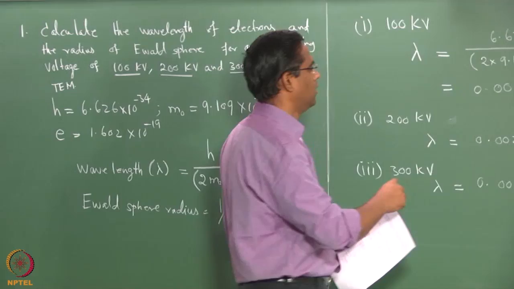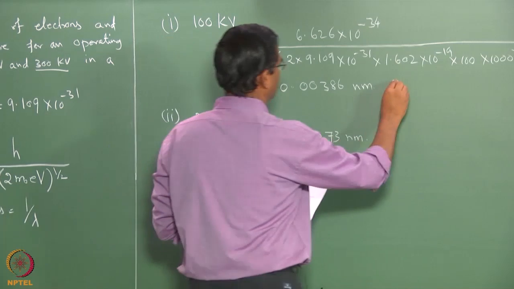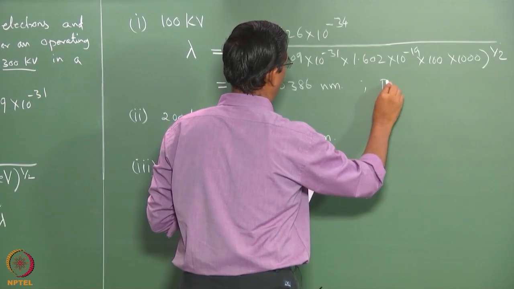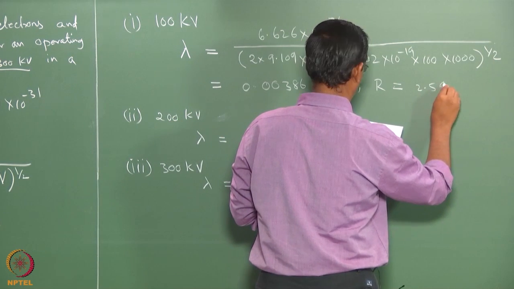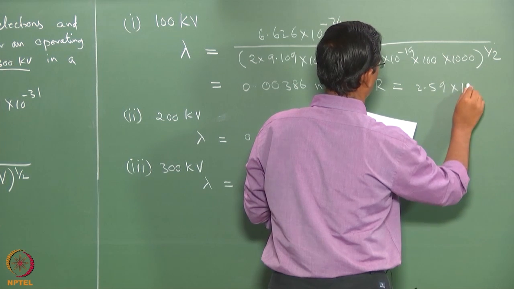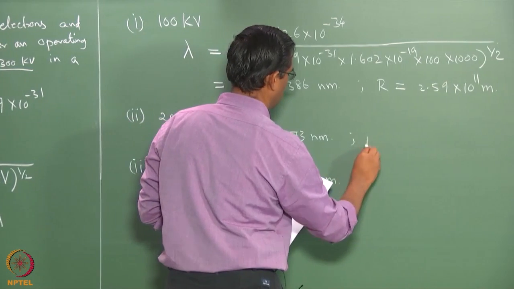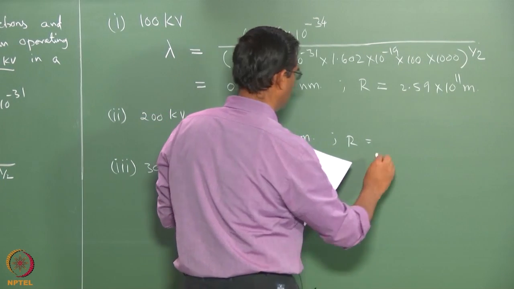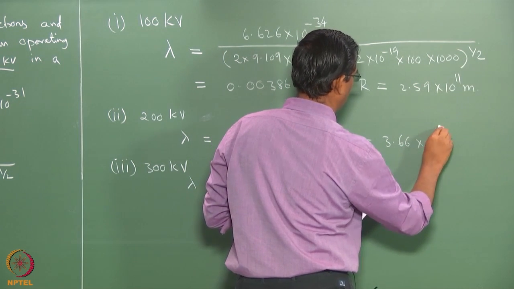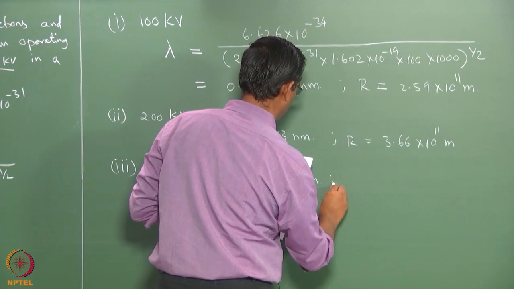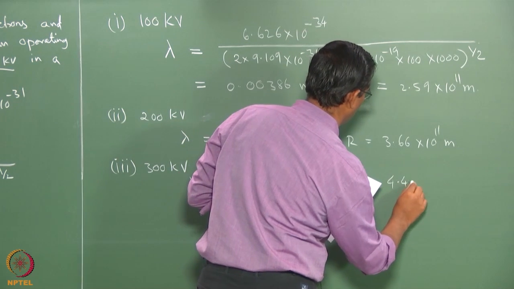For calculating the corresponding Ewald sphere radius, it is simple. So, you write R. In this case, R is equal to 2.59 into 10 to the power 11 meters. In this case, R is equal to 3.66 into 10 to the power 11 meters. In this case, R is equal to 4.48.